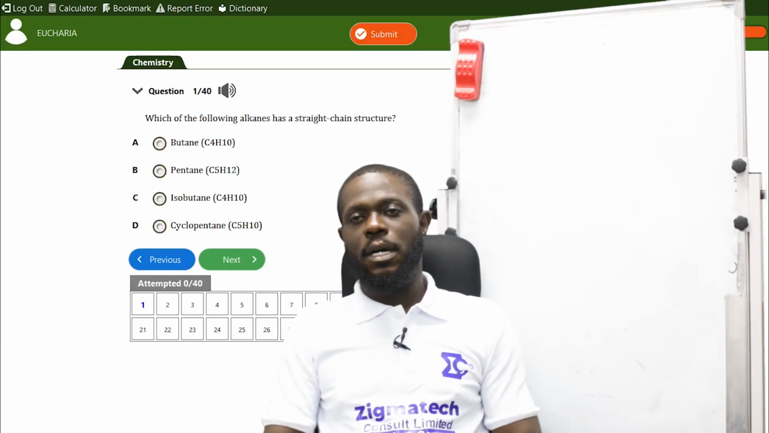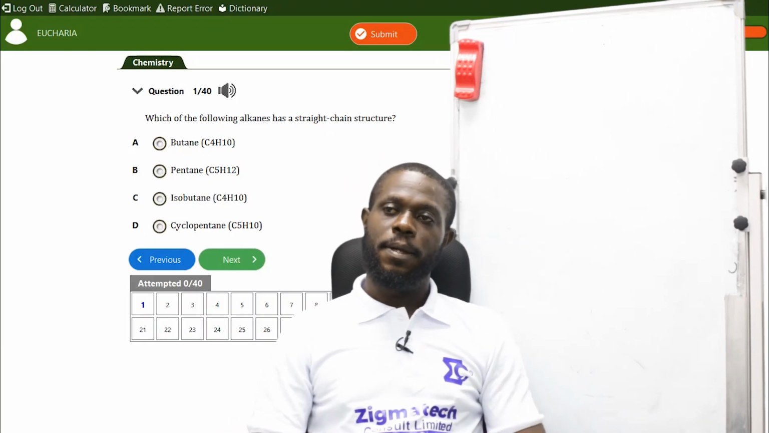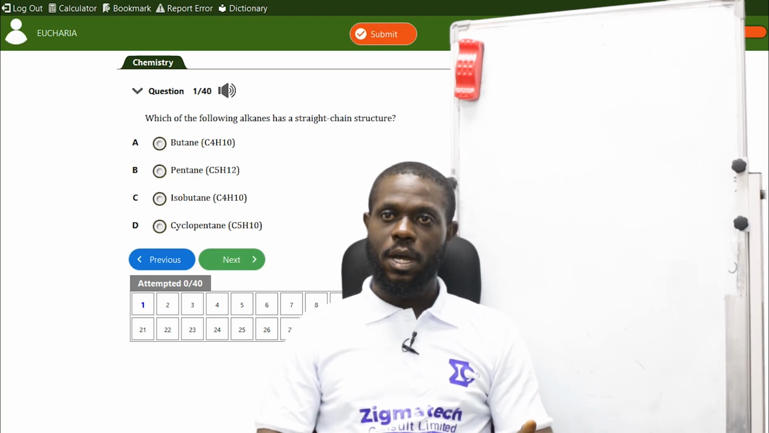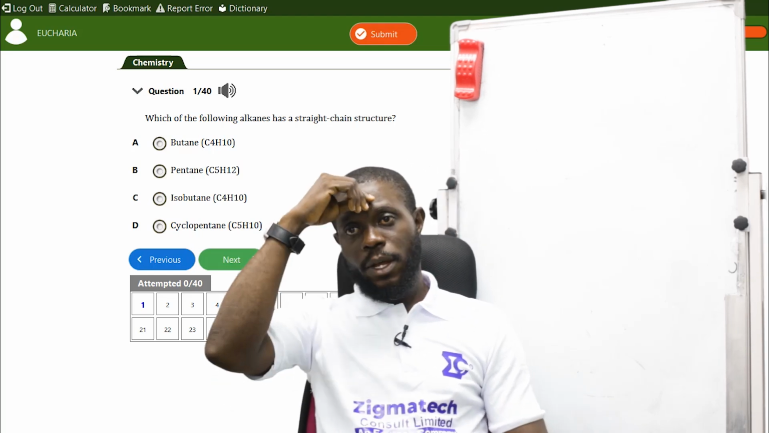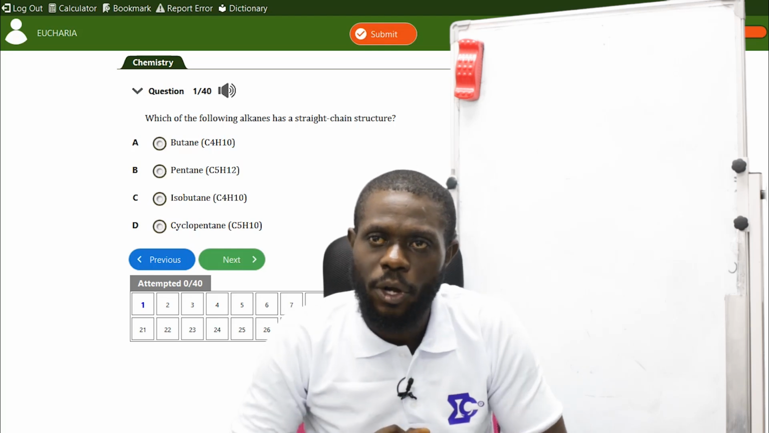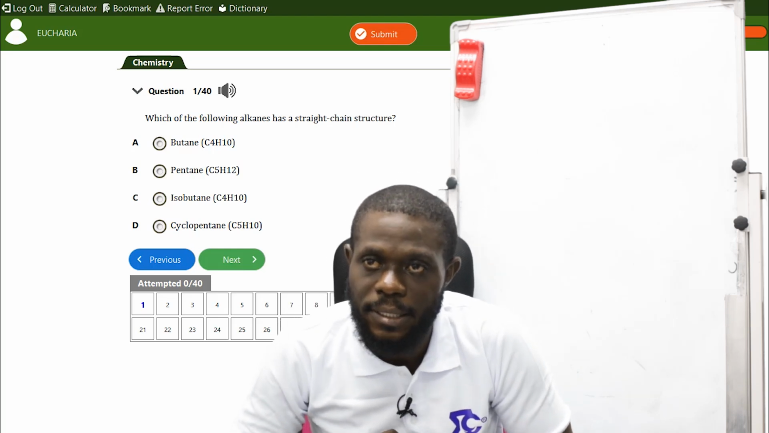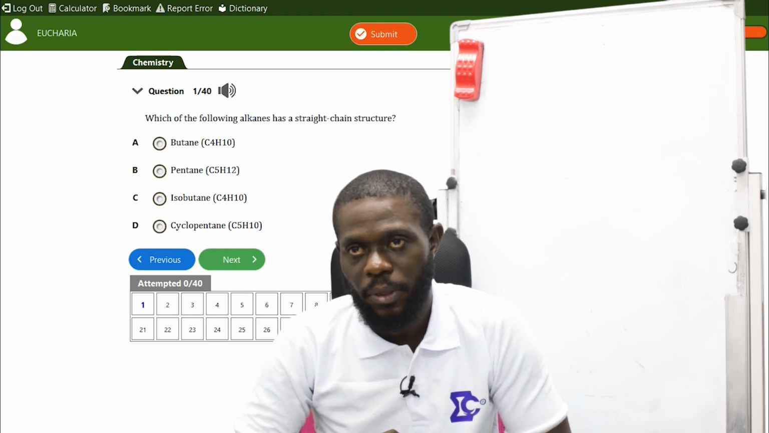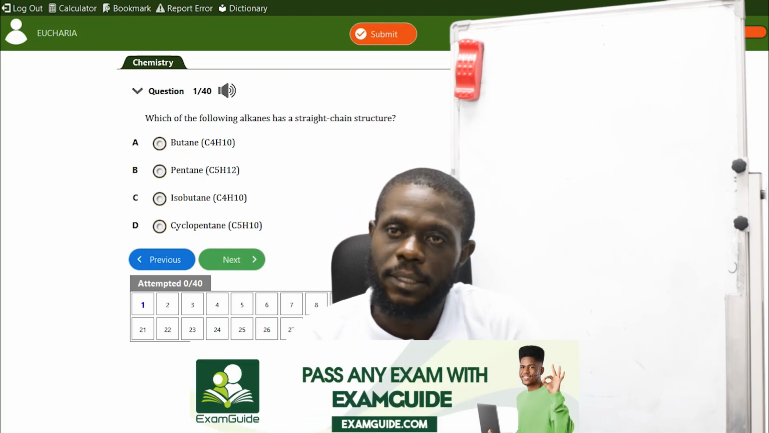Let's check the past JAMB questions and see how we're going to revise them. Number 1 says, which of the following alkanes has a straight chain structure?